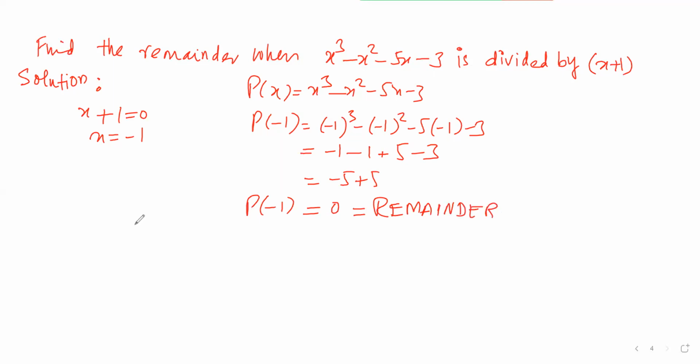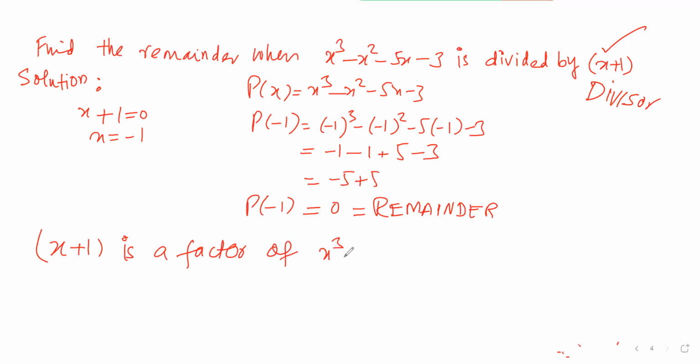So if the remainder is 0, we can use another term. The divisor was x plus 1, and when the remainder is 0, we can say that x plus 1 is a factor of x cubed minus x squared minus 5x minus 3, because the remainder is 0. I can give the idea why I'm writing this statement.